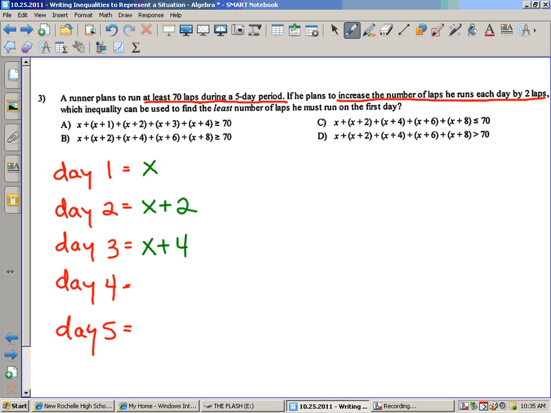And then it's going to be what? Very nice. Plus 8. And then the sum of all of his laps, by the total end of these 5 days, he wants to run something like 70 laps.